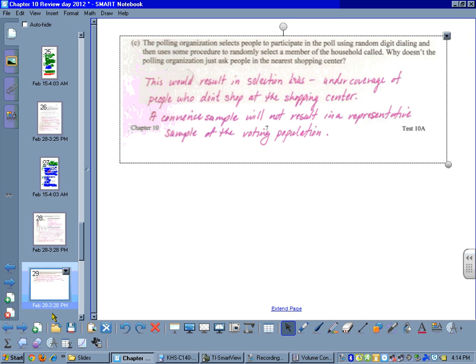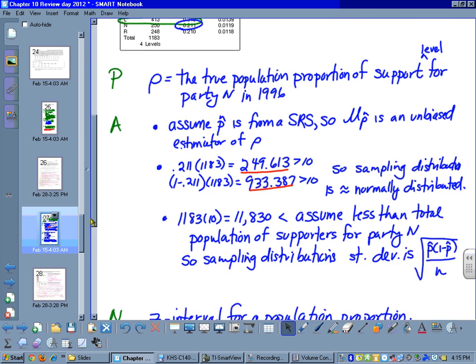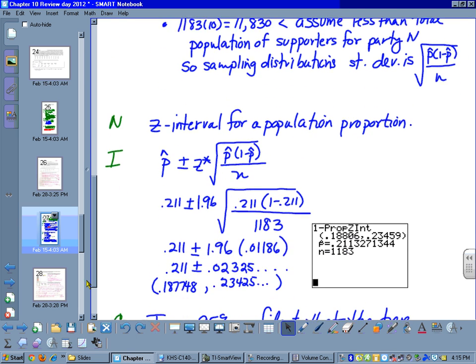The convenience sample will not represent the voting population, and having bias means it will not hit its mark with the p hat, which we are assuming at this point is around 21% of the population supporting party N.